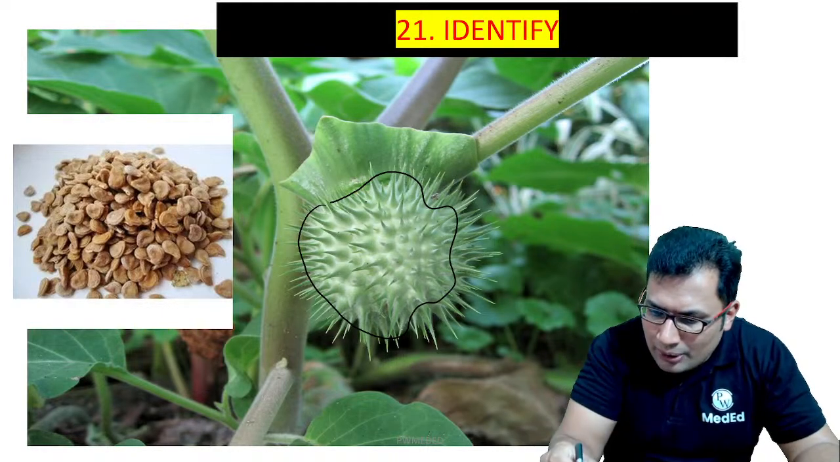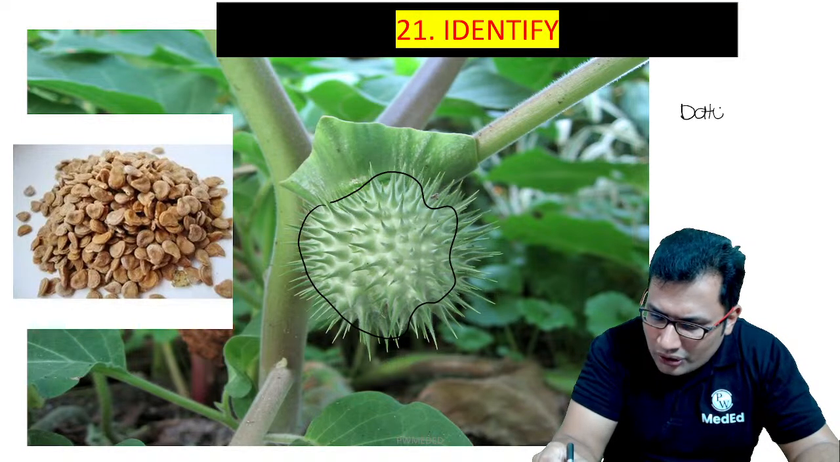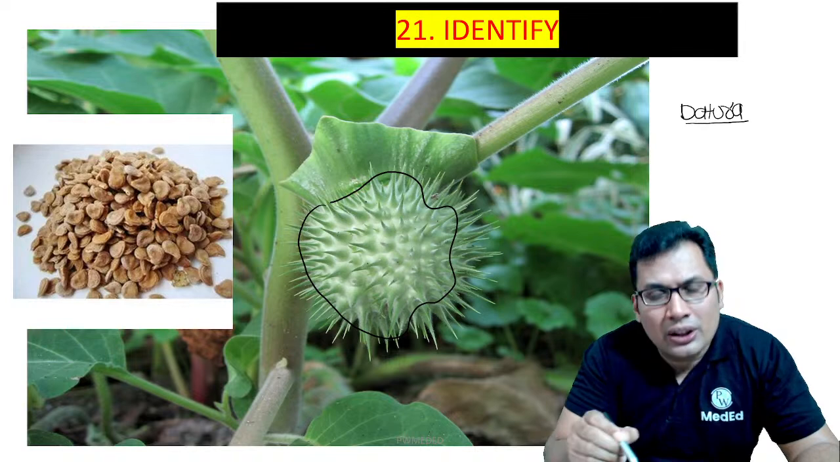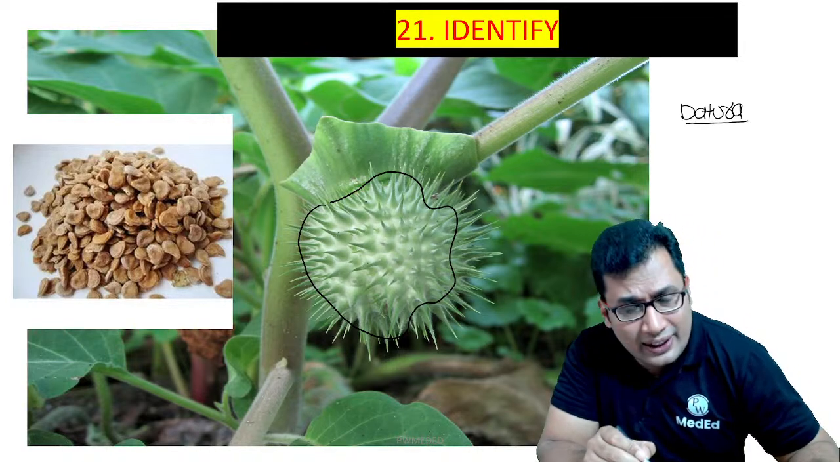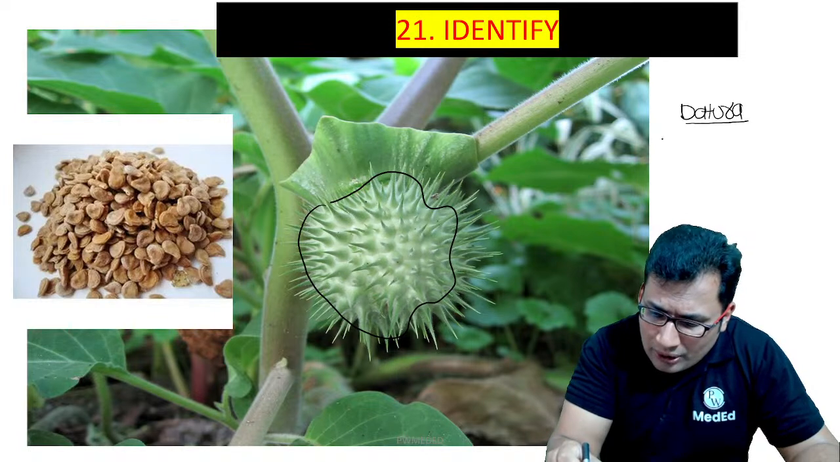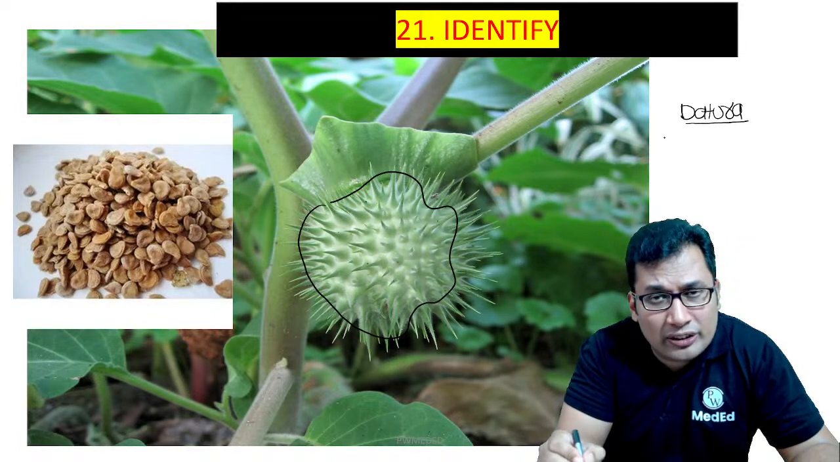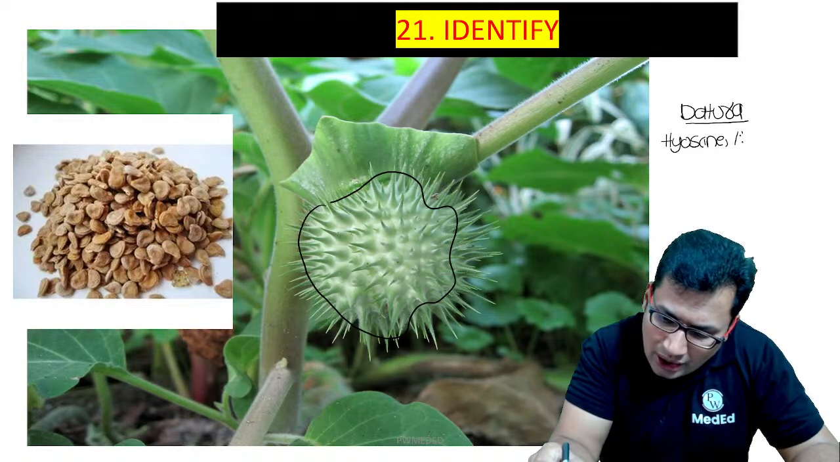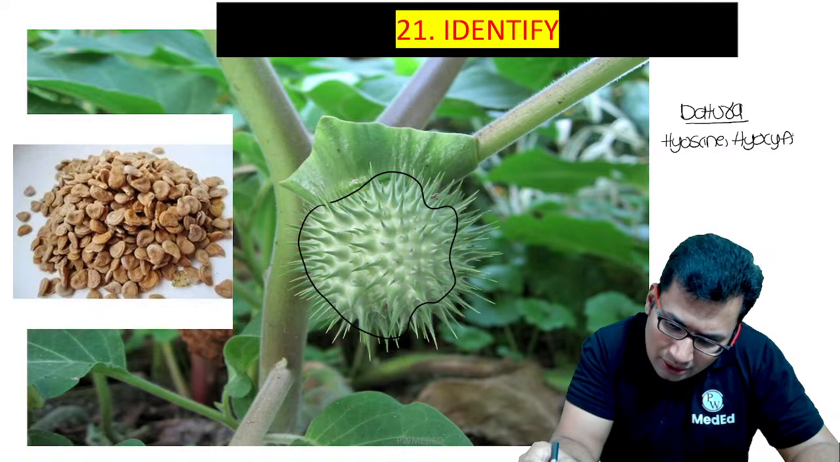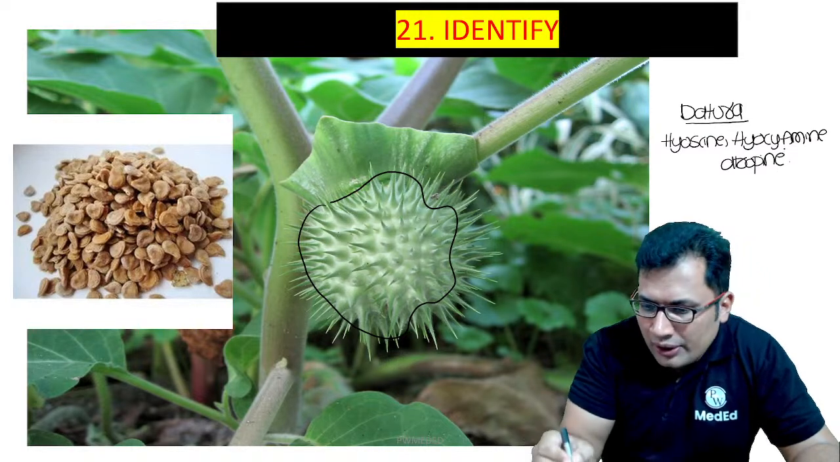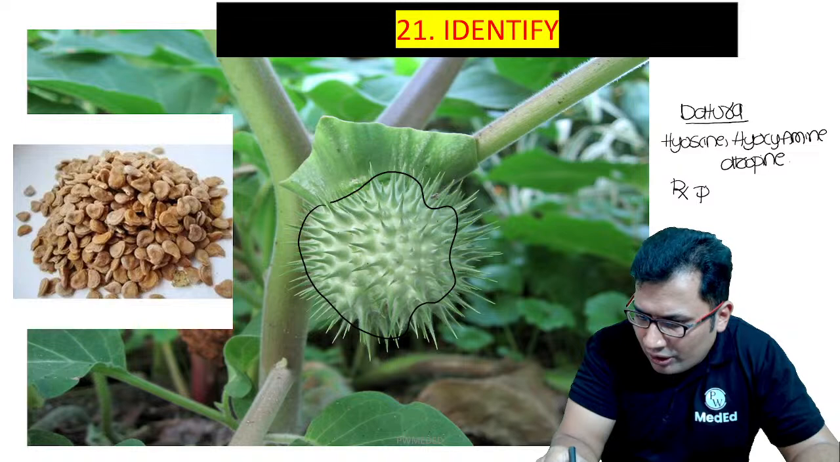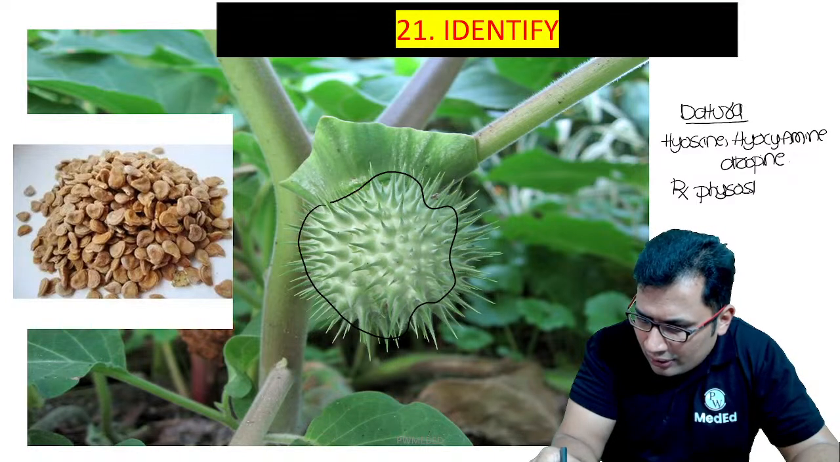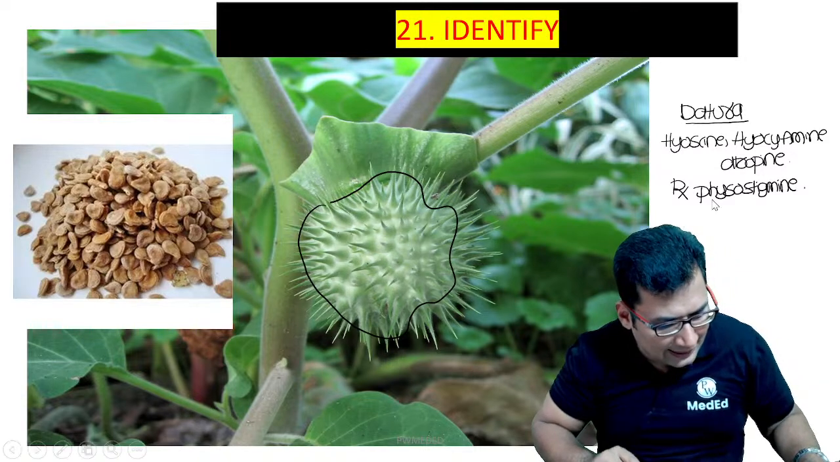Yes, so this is nothing but your Datura plant. Datura is very commonly asked. You must know, Datura is a deliriant. It causes 9D manifestation. What is the active principle of the Datura plant or Datura seeds? Hyoscine, hyoscyamine, and atropine. Treatment will be physostigmine. This can be asked in your exam.